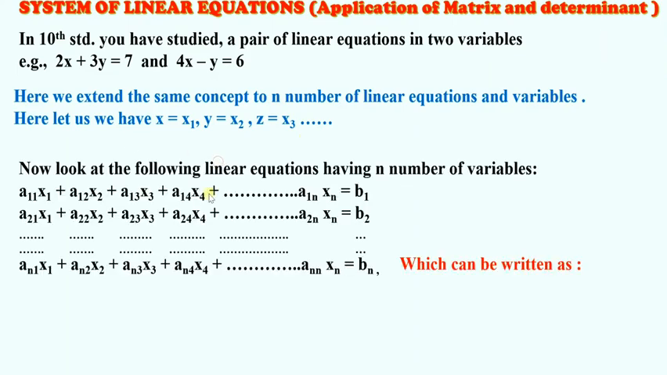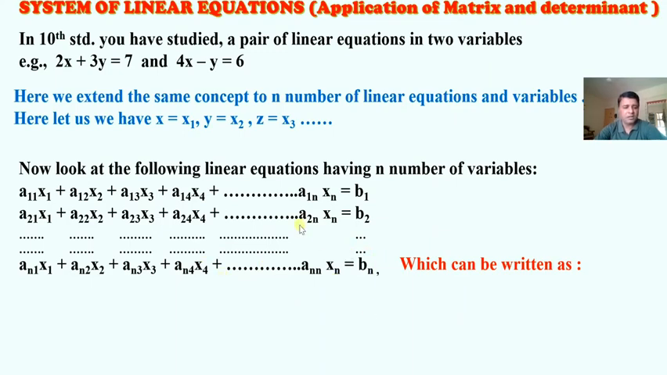In this case, for example, in the first equation we have a11, and the x variable is denoted by x1. This y will be denoted by x2, and z by x3, and so on up to n variables. And the right hand side values 7, 6 are denoted by b1, b2, and so on. These are n equations with n variables x1, x2, x3, x4, up to xn.